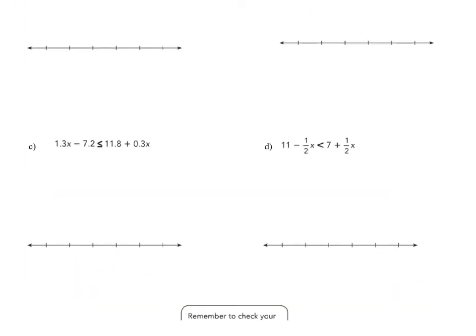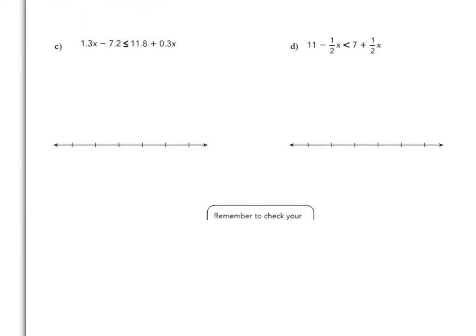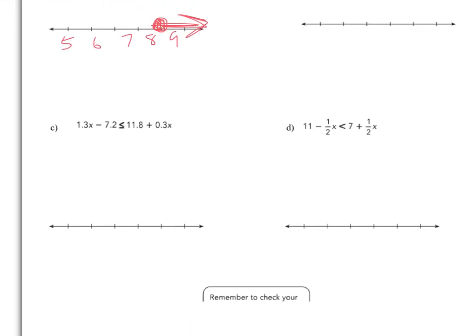Okay, so that was y is greater than or equal to 8. So if we go 5, 6, 7, 8, 9, greater than or equal to 8, so that's going to be a closed circle, and you're going to shade to the right. And we did the first one on the other side. Okay, so we have 2 more problems here, so I'm going to turn it off, and then I'm going to have you work them out, and then I'll go over the answers.